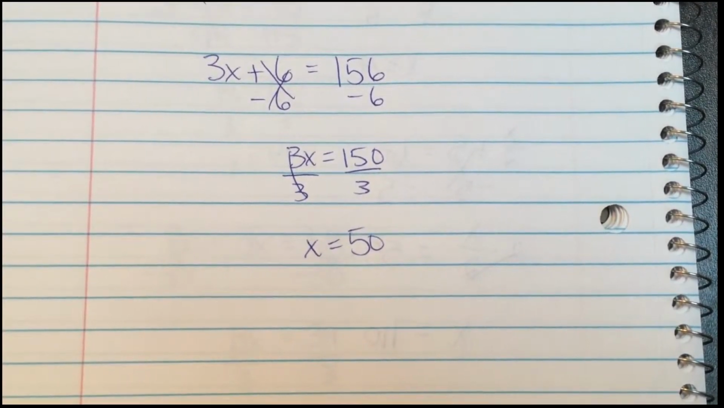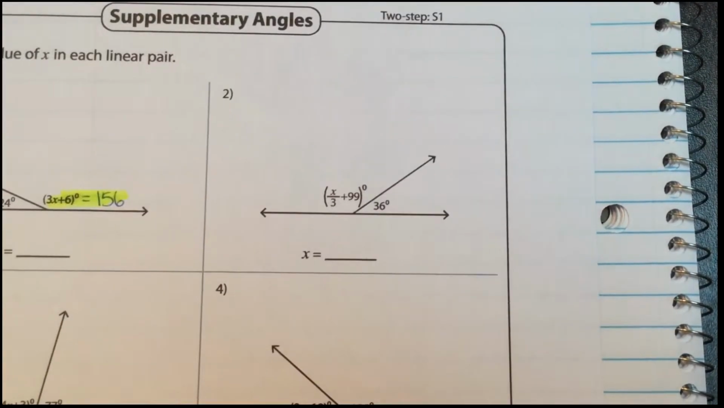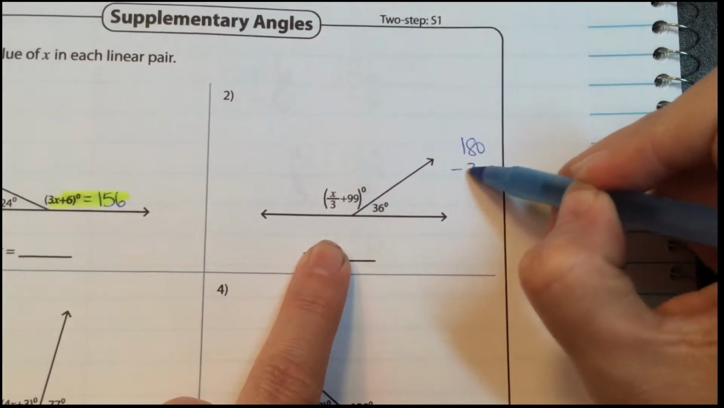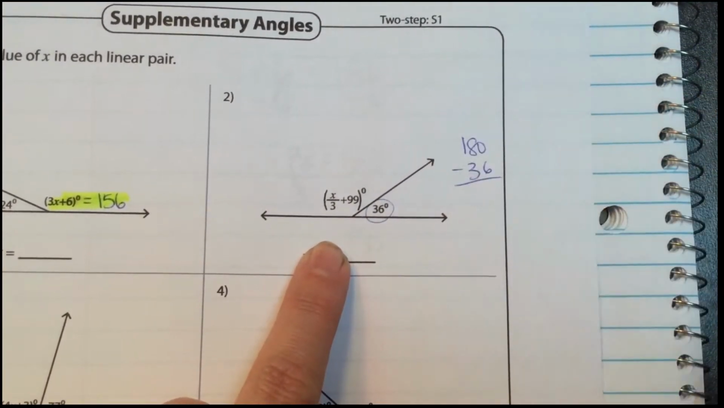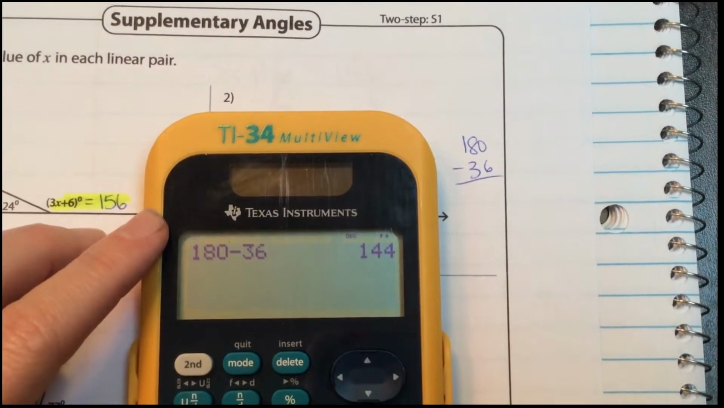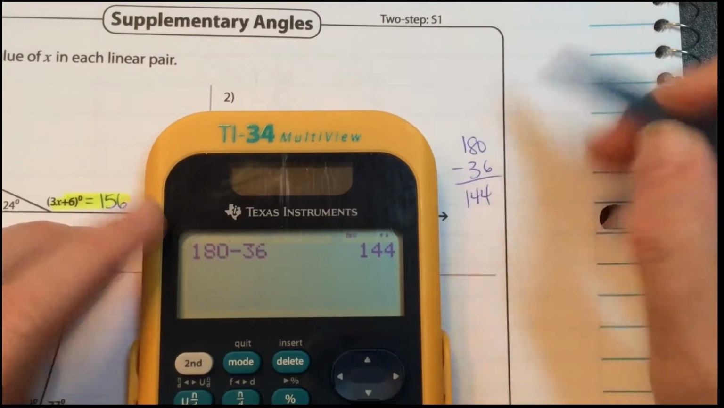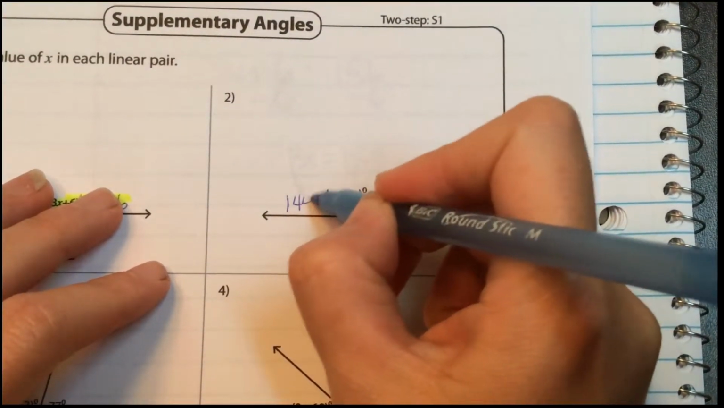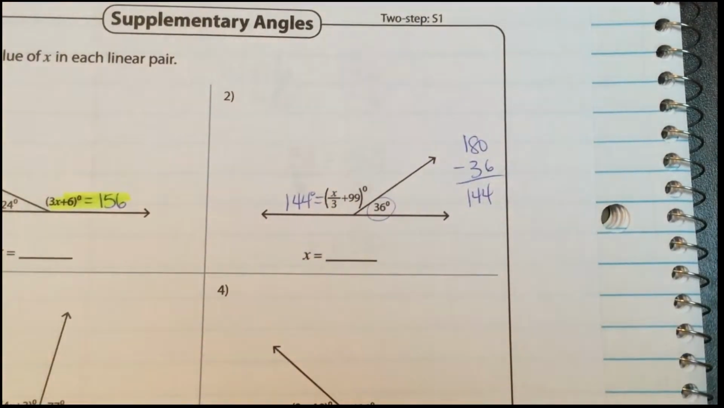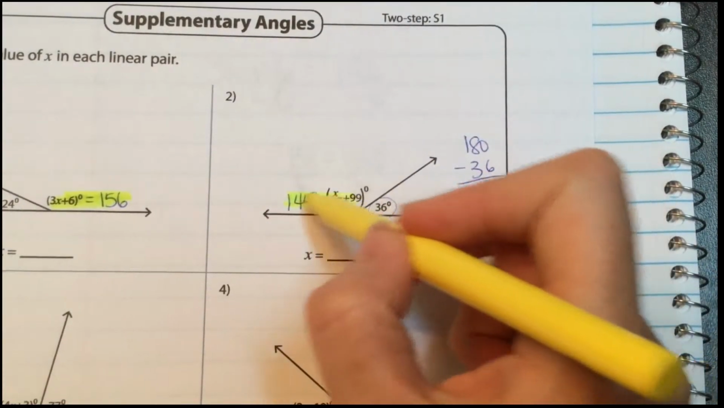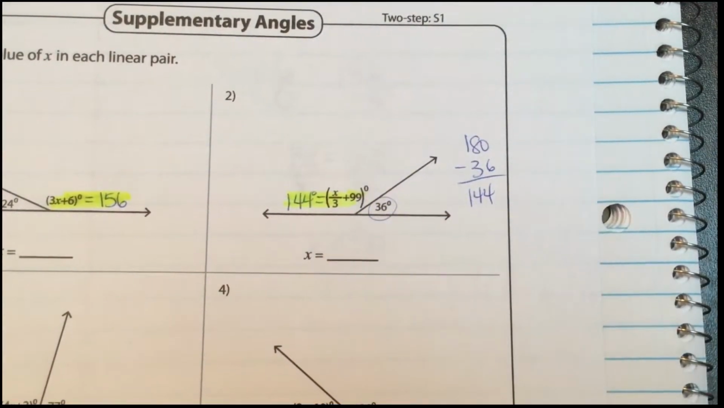Let's do another one. Looking at this problem, I'm going to start with 180 and I'm going to subtract 36. 180 minus 36, and I get 144. So that means that this side also equals 144. So there's my equation. I already have it written down. I'm going to copy it down on another sheet of paper just so I can solve it.